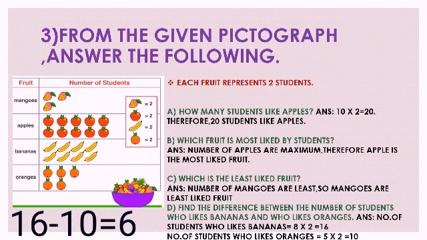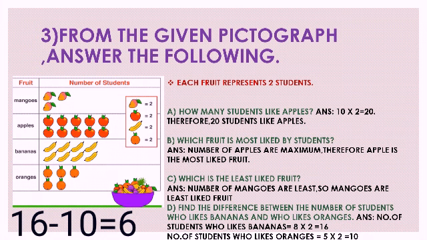First question, how many students like apples? So count the number of apples. There are 10 apples. Here it is given that one apple means 2 students. So the total number of students who like apples: the diagram of 10 apples is given, and one apple represents 2 students. So how many students like apples? 10 multiplied by 2, that is 20 students like apples. Now question number B.